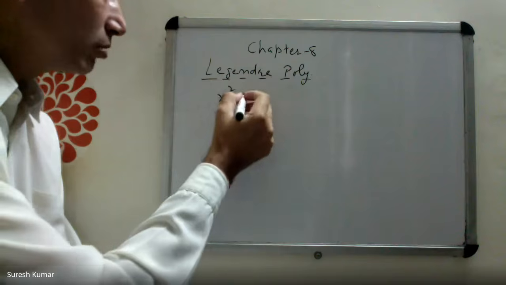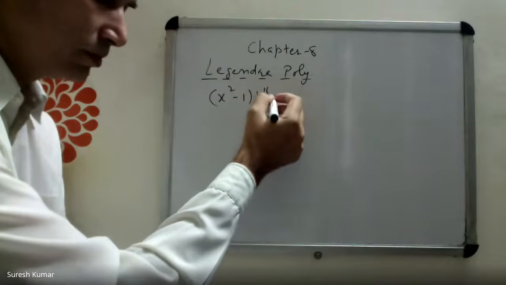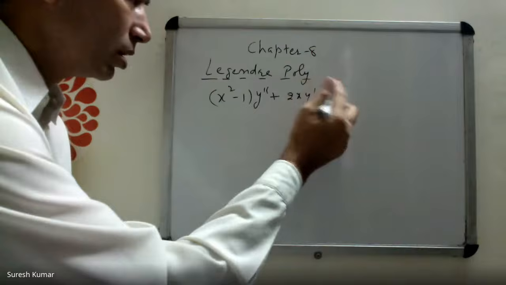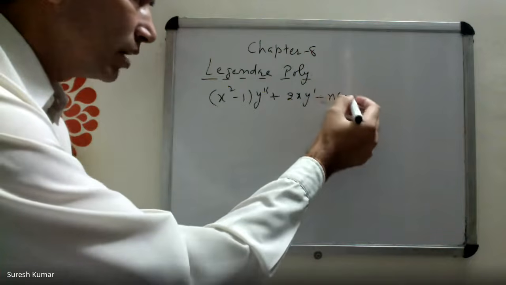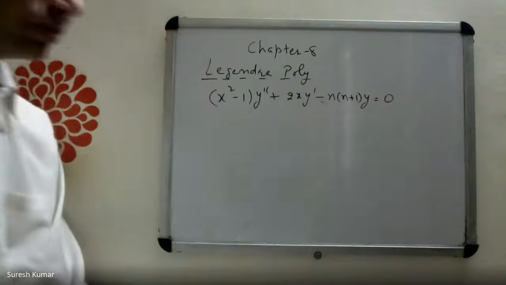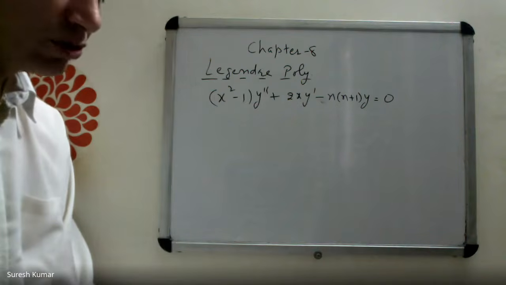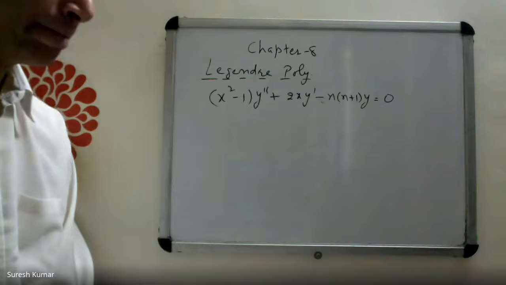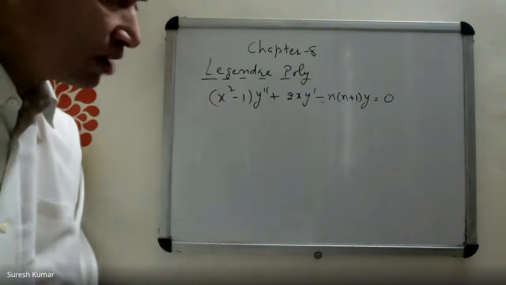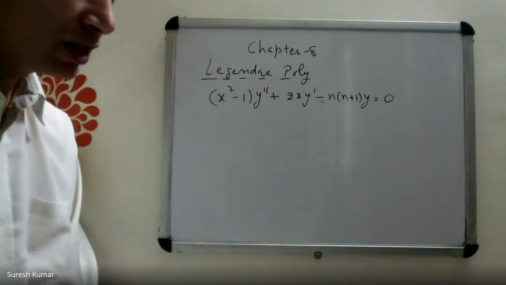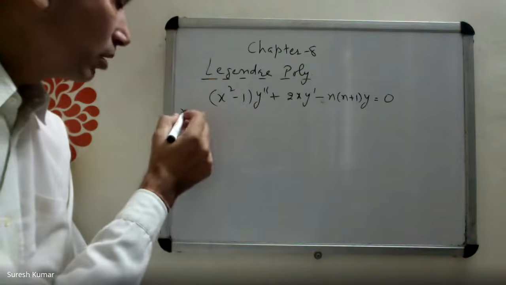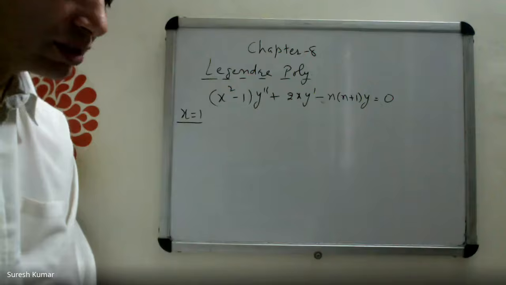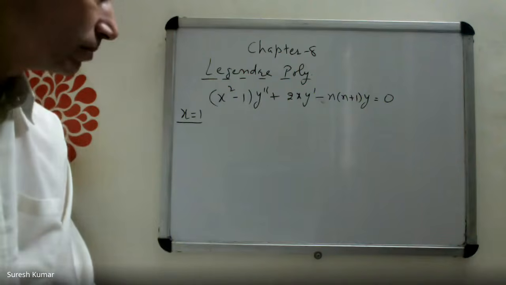The differential equation given by (x square minus 1) y double prime plus 2xy prime minus n into (n plus 1) y equal to 0. Note down this differential equation. This is called Legendre's differential equation. We can find power series solution of this differential equation about any given value of x. But the power series solution corresponding to x equal to 1 is of practical importance. So let's find its power series solution about x equal to 1.